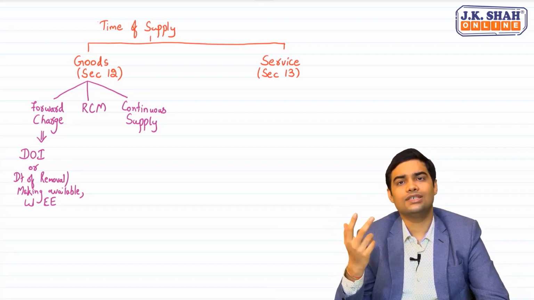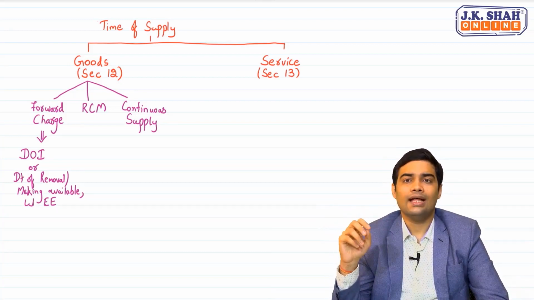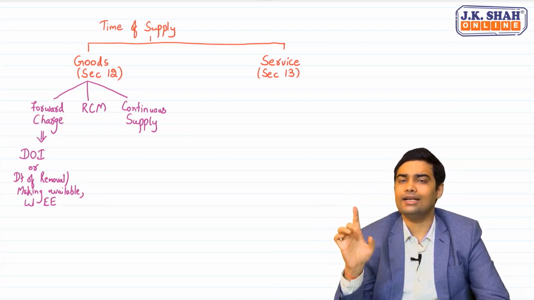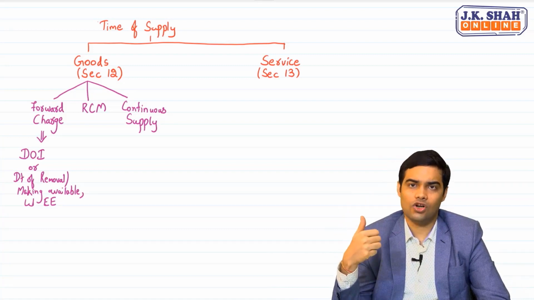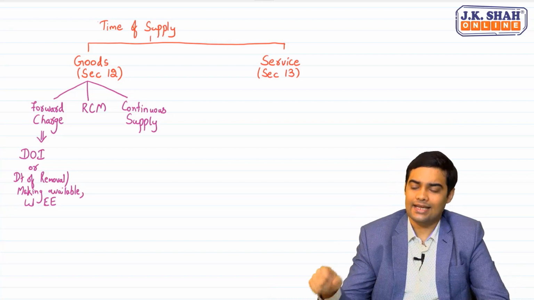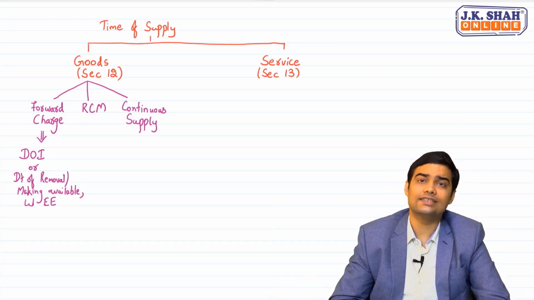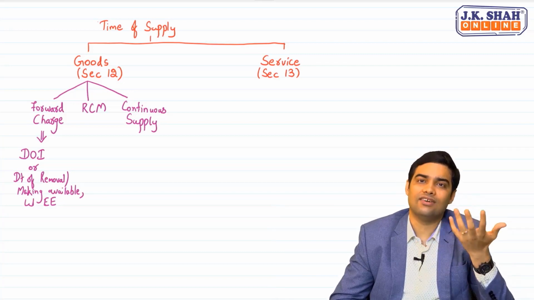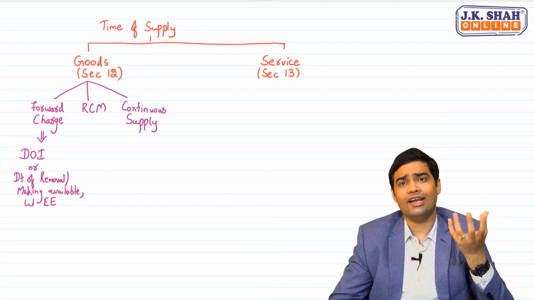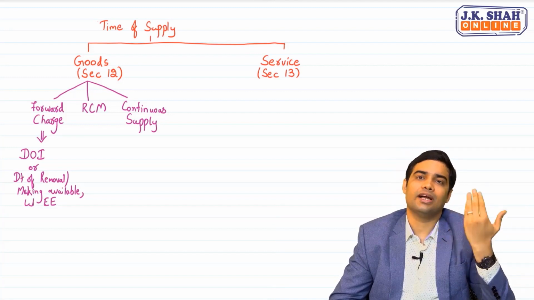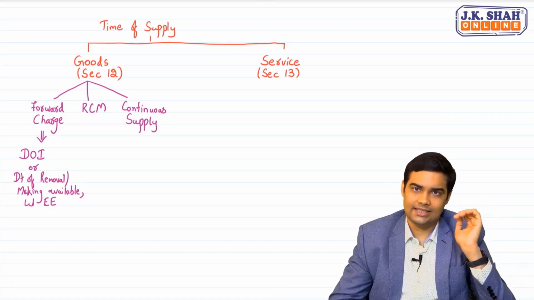Sir, why do we use date of removal and making available? There could be two types of transactions: supply involving movement, and supply which does not involve movement. If a supply involves movement, then there would be a removal of goods. We will use date of removal. If a supply does not involve movement, whenever that constructive delivery happens, whenever the goods are made available to the other party, that date would be compared with the invoice date.